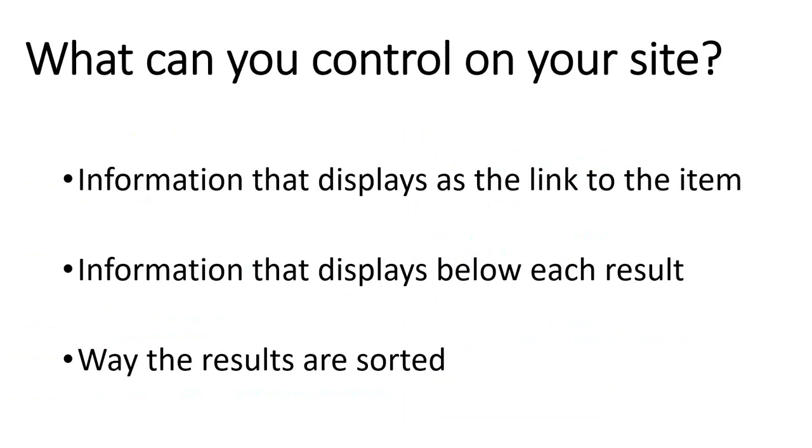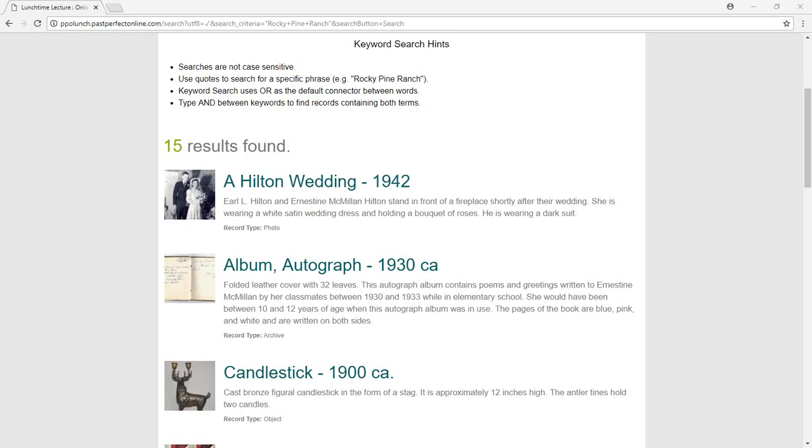So let's go back to our sample site, where we did a search for Rocky Pine Ranch a moment ago. The first thing we can see is that we received 15 results. Each result is broken down into an actual link connecting you to the item. This link consists of the first and second field you're sharing online. In this case, it is the title and the date.